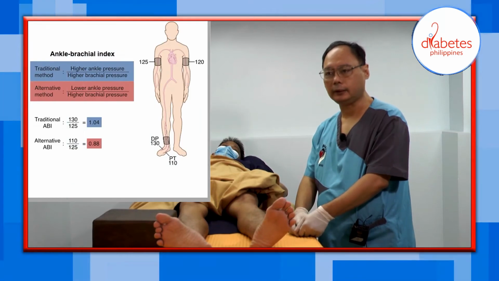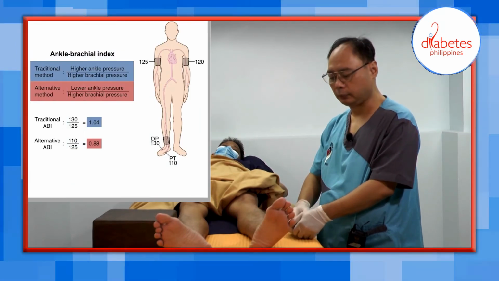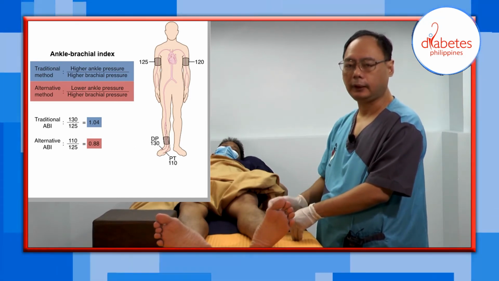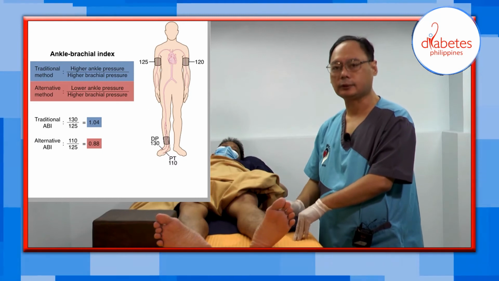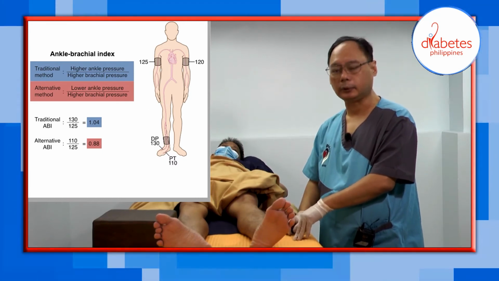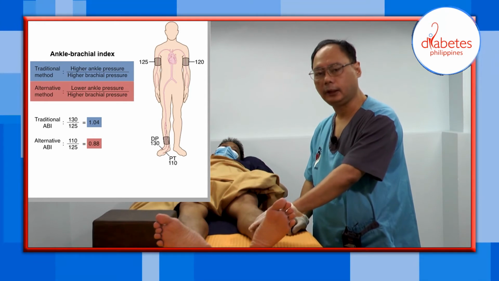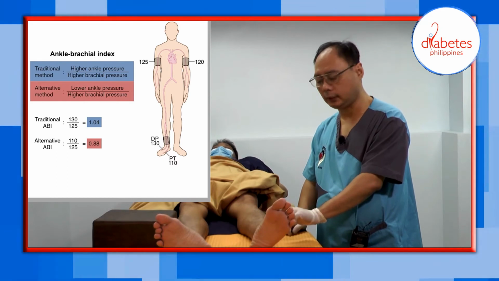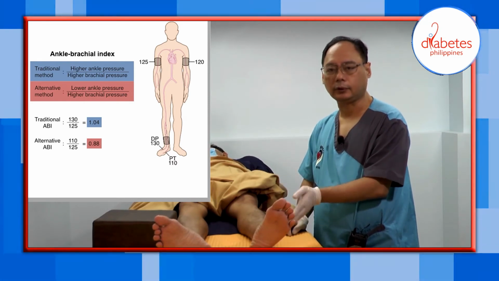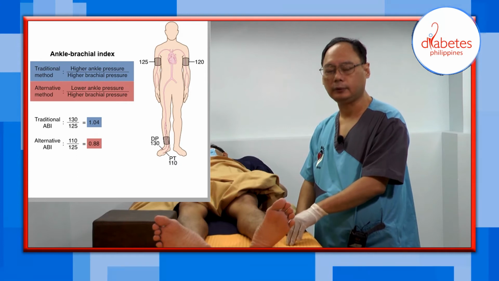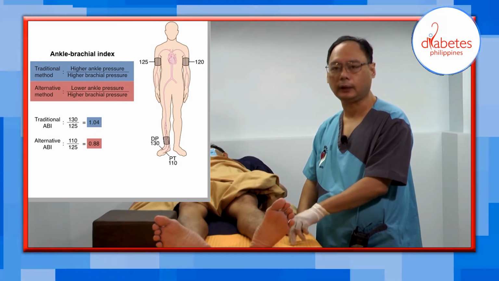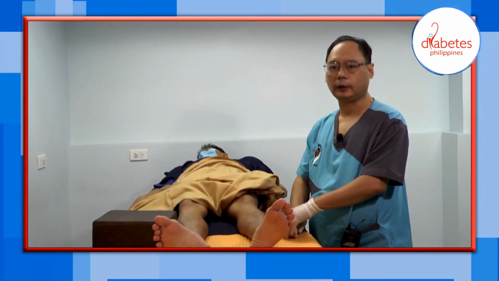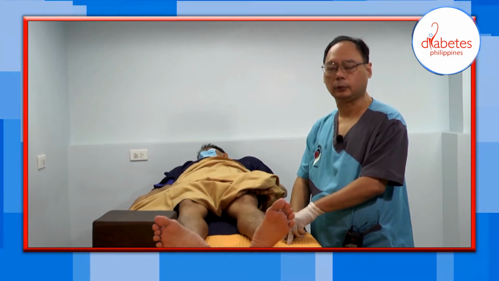In the ankle brachial index, we have to get the systolic pressure of the ankle divided by the systolic pressure of the brachial area. In the brachial area, we have to get the highest systolic pressure. And in the ankle, what we're going to get is the dorsalis pedis and the posterior tibialis. The highest pressure on the ankle area, either the dorsalis pedis or the posterior tibialis, will be used for the computation of the ankle brachial index. Normally, the value is 0.9 to 1.2.